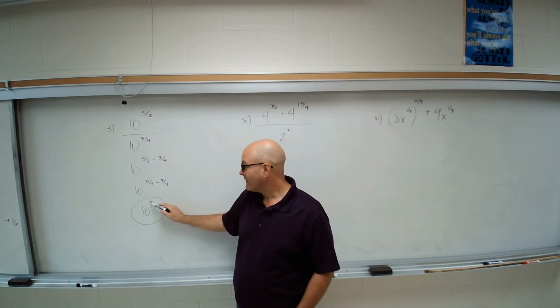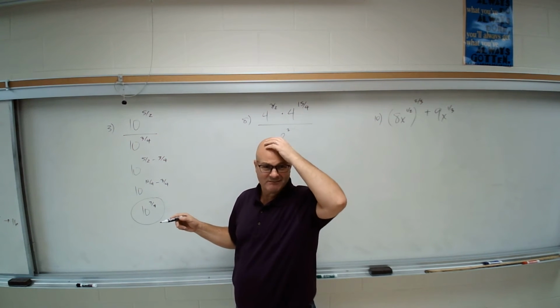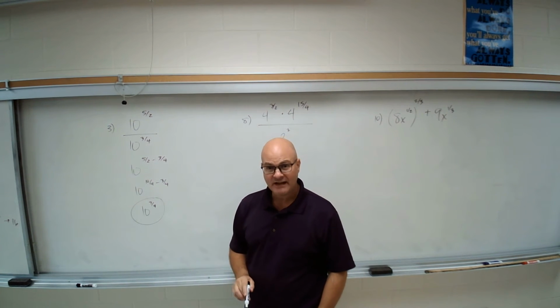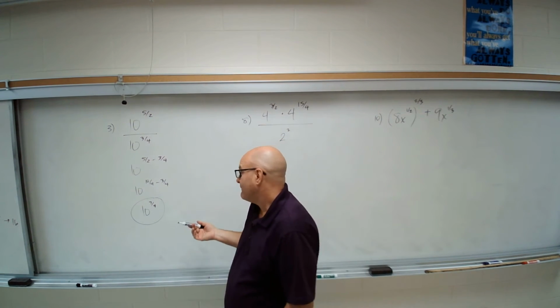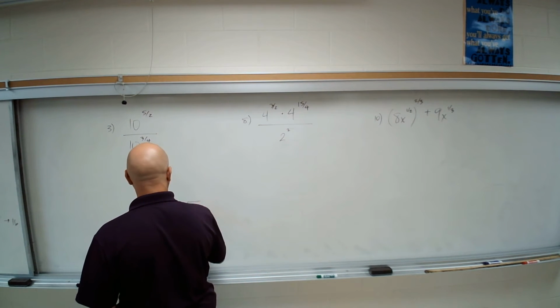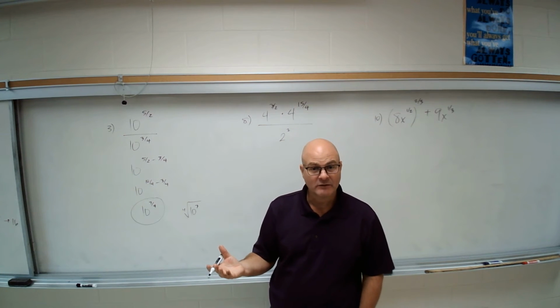So again, the 7 means the 7th power of 10, which is what, 10 million, I think? A 1 and 7 zeros. And this means the 4th root of 10. So, you might see this written as the 4th root of 10 to the 7th. That would be equivalent. Okay.